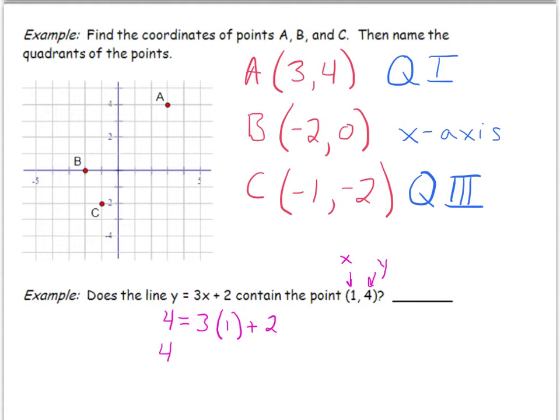So I don't do anything to the 4. I'm not moving anything over. All I'm doing is just simplifying it down. I get 3 times 1 plus 2 gives me a 5. Does 4 equal 5? No, it doesn't. Of course not. So then we would say, no, that point does not sit on the line. If it was indeed equal to each other, then yes, we would say it would sit on the line.